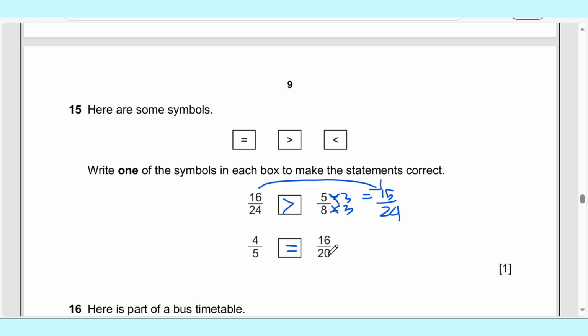While this 4 over 5 and 16 over 20, if we simplify this one with the same common factor of 4, we'll get 16 divided by 4 is 4 over 5. So they are equal. That's it.